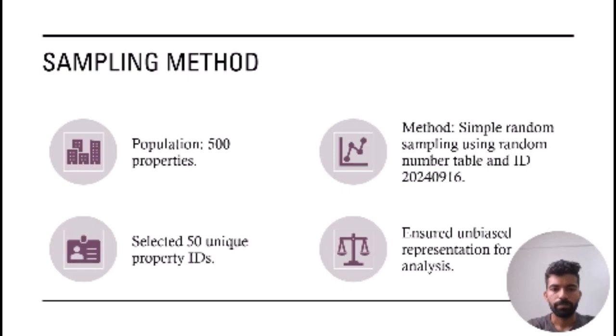Sampling method. To select the sample, we used a random number table based on my student ID number. This method helped make sure there was no bias. We collected 50 unique properties from a population of 500 listings for the analysis.